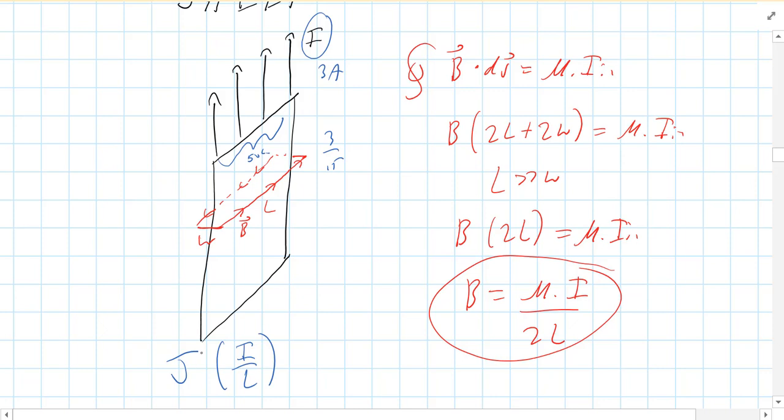So if they give you J instead of I and L, you can just rewrite this. I over L is J. So this becomes mu naught times J over 2. So that's another way to write the same answer.